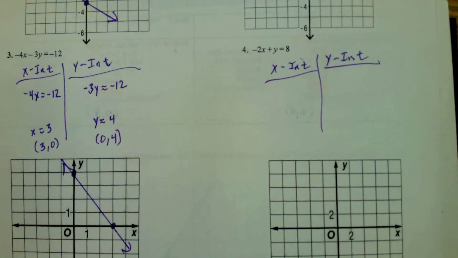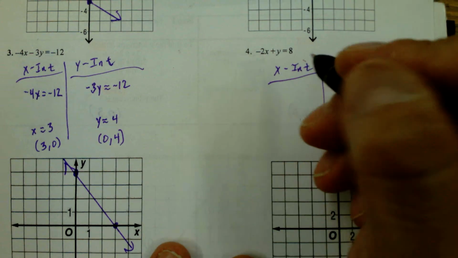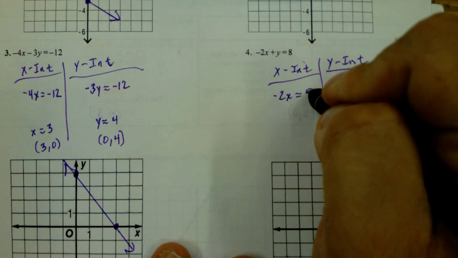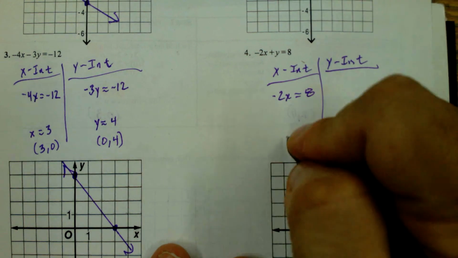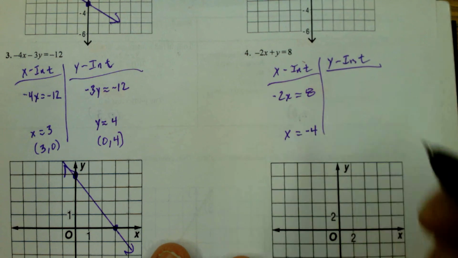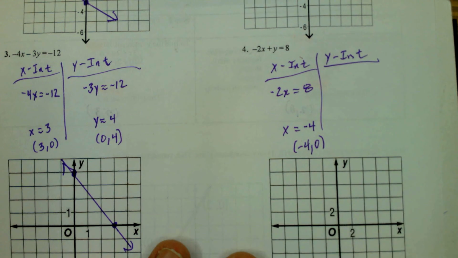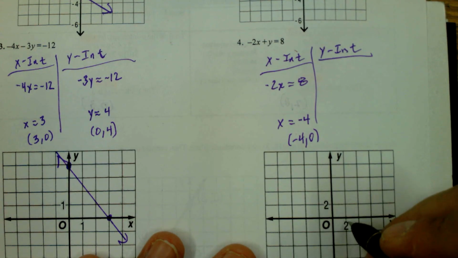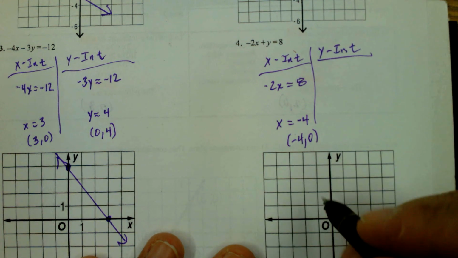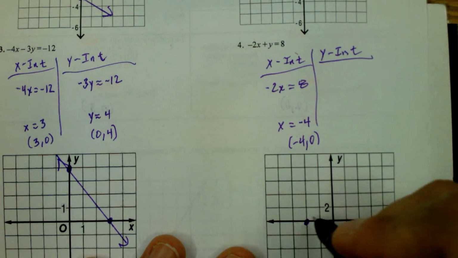Let's get our equation for finding the x-intercept. What's it going to be? Negative 2x is 8. We'll divide by negative 2. X equals, I already heard, negative 4. Negative 4, 0. Oh, we're counting by 2's this time. So 4 would be here. 2, 4, 6, 8. Okay.